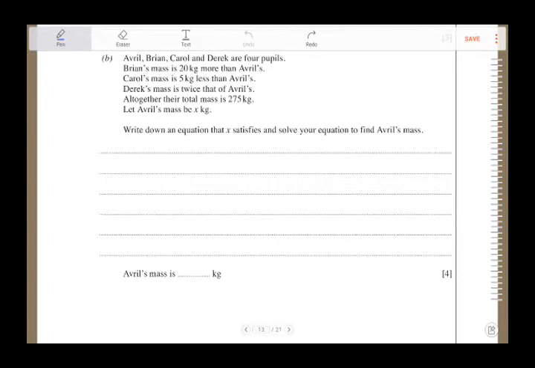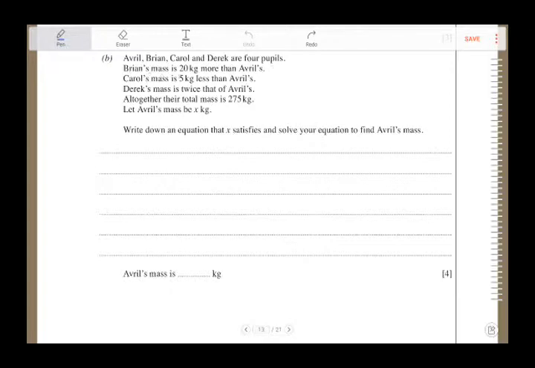Okay, this is a question taken from the GCSE Intermediate Paper 2 from November 2005, and it's about forming and solving an equation, a linear equation. Right, let's have a look. So we've got Avril, Brian, Carol and Derek are 4 pupils.